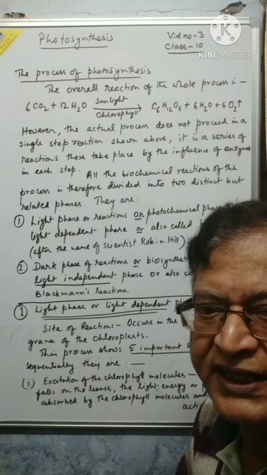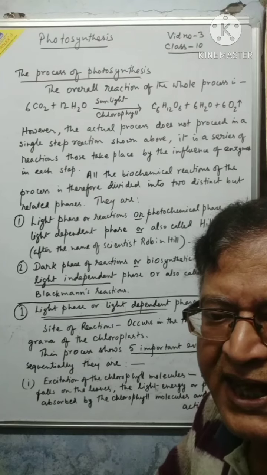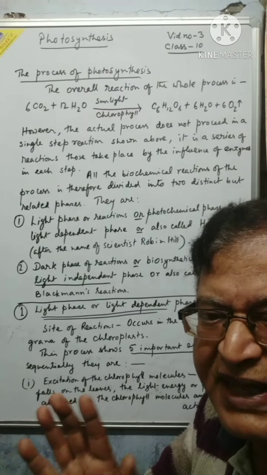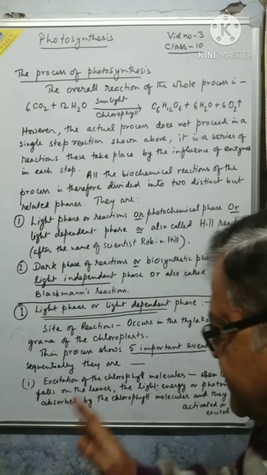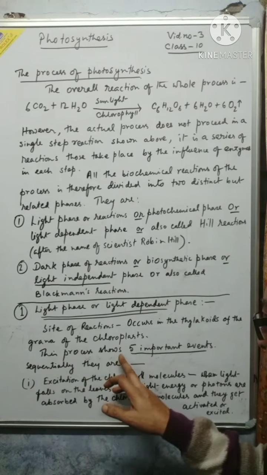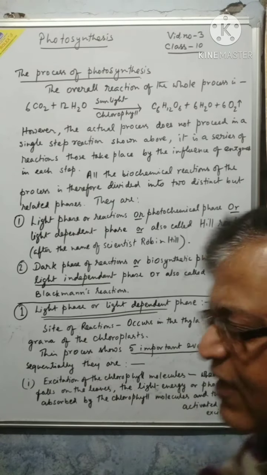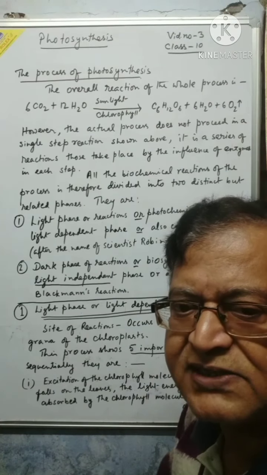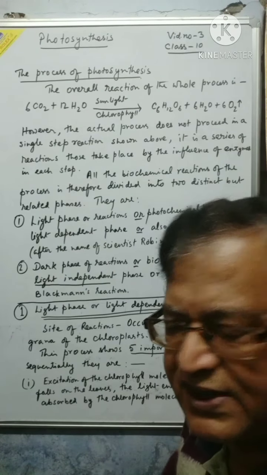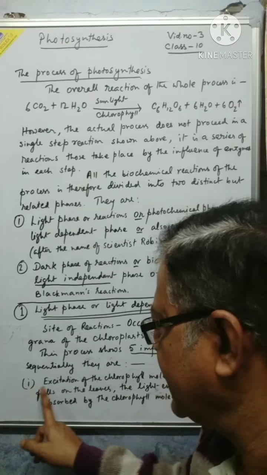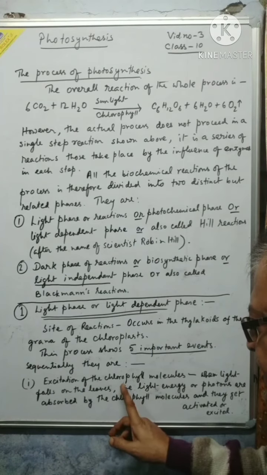This event takes place, and 5 major events take place in this. This process shows 5 important events. One by one I will tell you these 5 important events. First event is excitation of chlorophyll molecules.